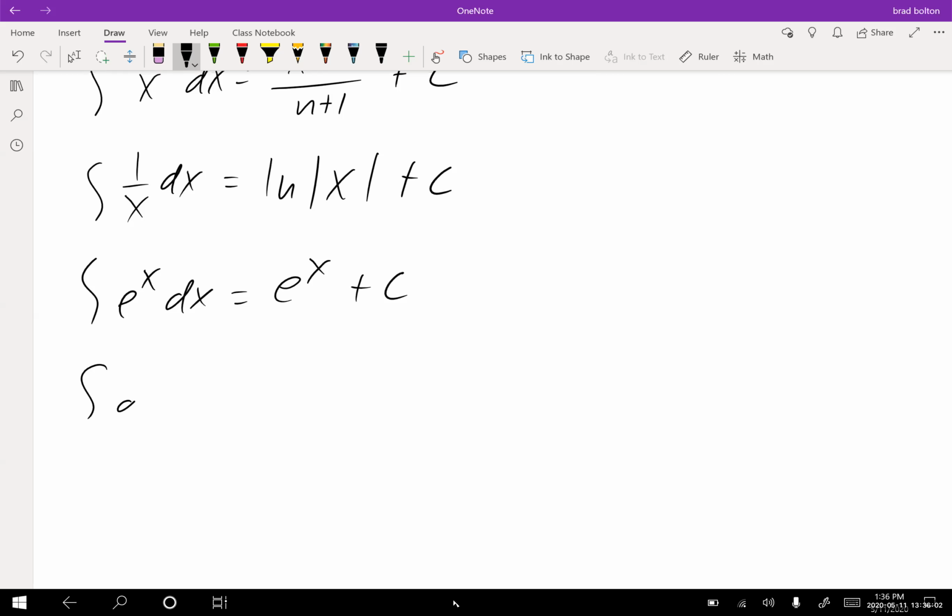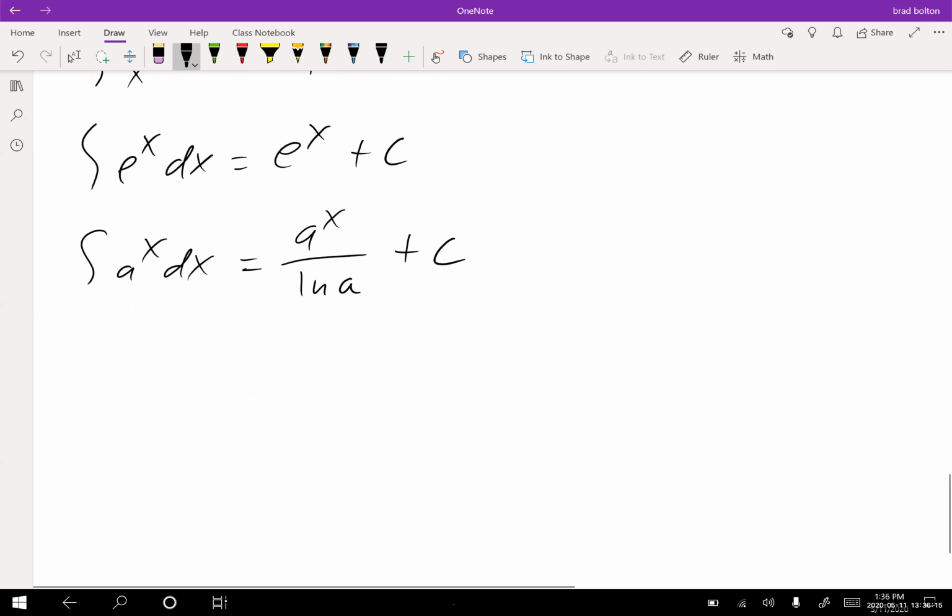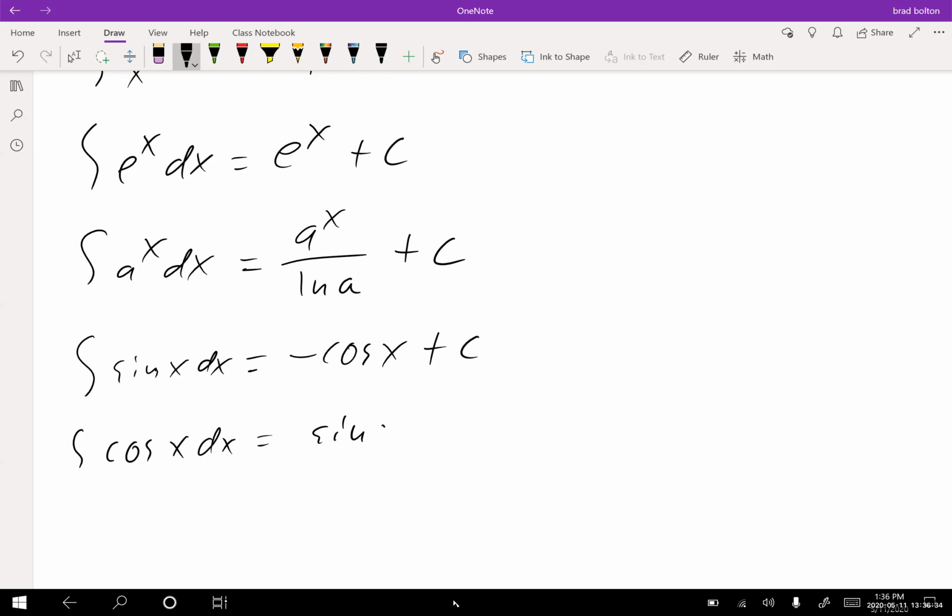We have the integral of a to the x dx. Well, the derivative of this multiplies by ln of a. So the antiderivative of this is going to be a to the x divided by the ln of a plus c. Then we have all of our trig. We know that the integral of sine x dx is going to be negative cosine x plus c. We have the integral of cosine x dx is equal to sine x plus c.